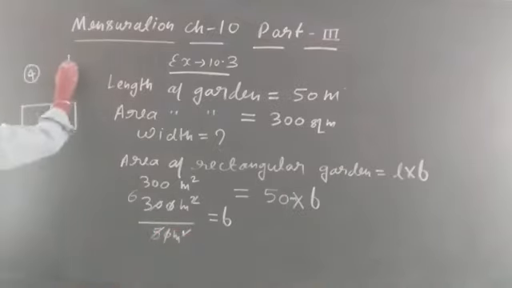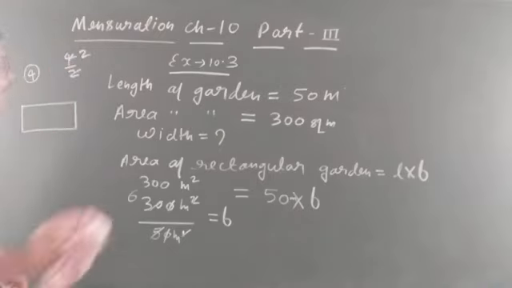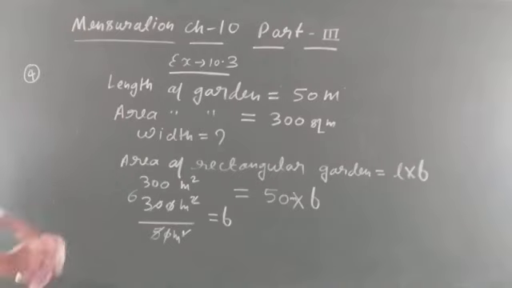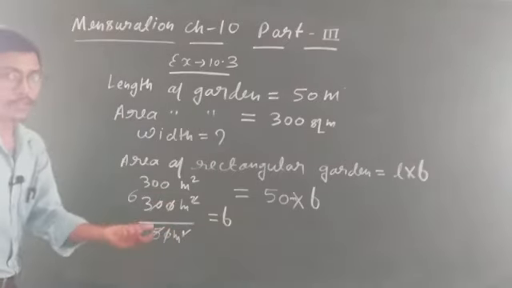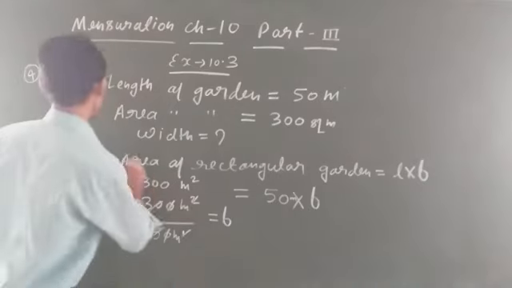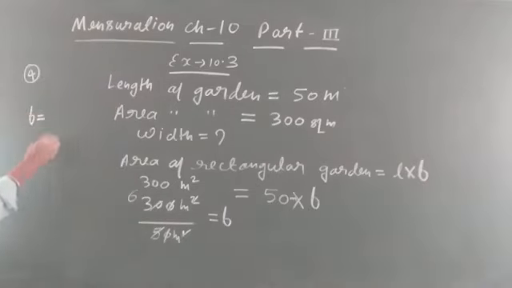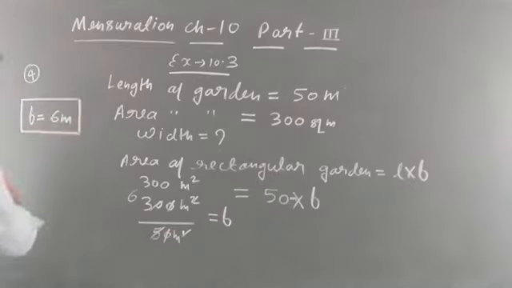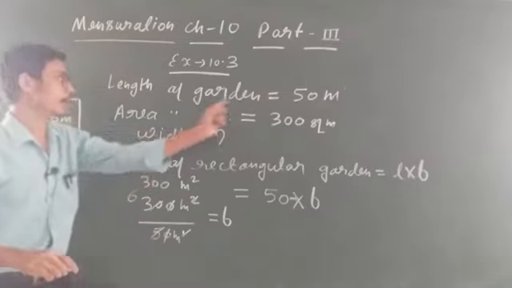Like 4 is given, 2 is given, 2 to the 4. Same concept you have to apply. Here power 2 is given, power 1 is given, 1 will reduce. So B equal to 6 meter. This is your breadth. You can also check: the length is 50 meter and breadth is 6 meter.